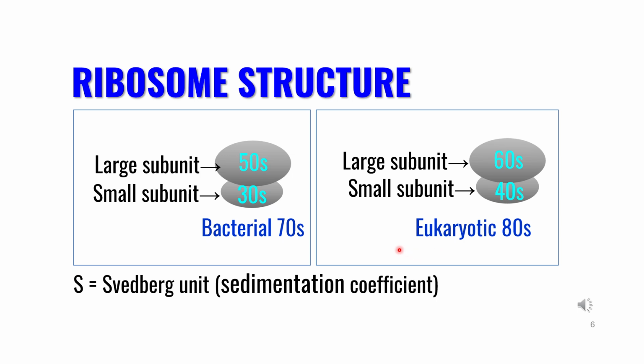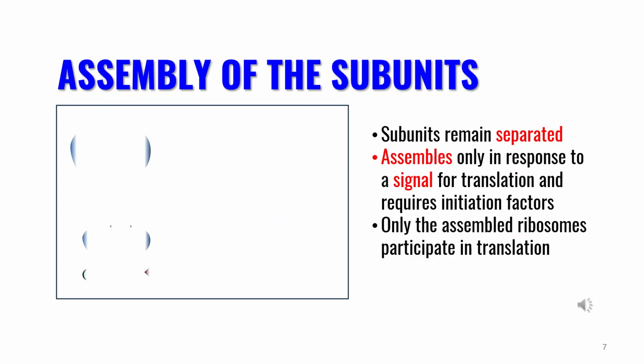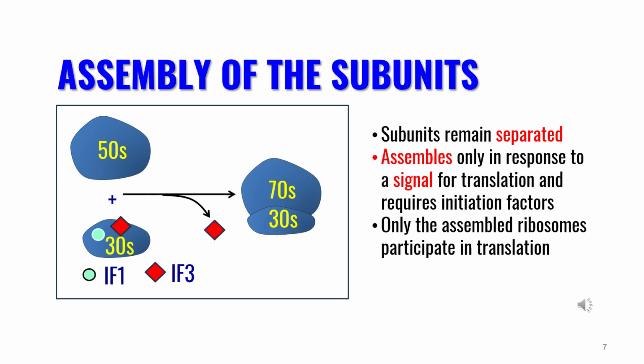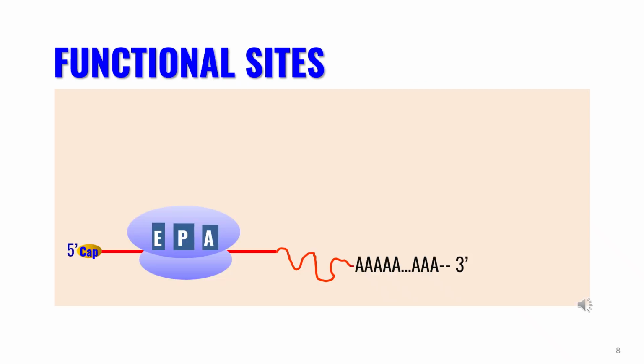S here is indicative of size, which is the Svedberg unit. It is also called the sedimentation coefficient. It means the size and the density of the eukaryotic ribosome is higher than the bacterial ribosome. So these subunits remain separated. They assemble only in response to a translation signal, and the assembled ribosome participates in the translation, not the separated units. This assembly requires the role of special proteins known as initiation factors, which we are going to discuss later in this video.